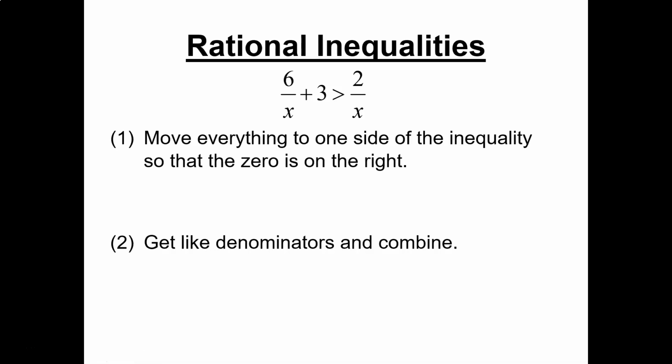Okay, so if we are going to solve rational inequalities, these are the steps I gave you yesterday, but we're going to actually have to do the first two steps because the ones I gave you yesterday, everything was already on one side and combined into one fraction. So whenever we do these problems, we want to start by moving everything to one side. So what you're going to do here is you'll have 6 over x plus 3 minus 2 over x is greater than 0.